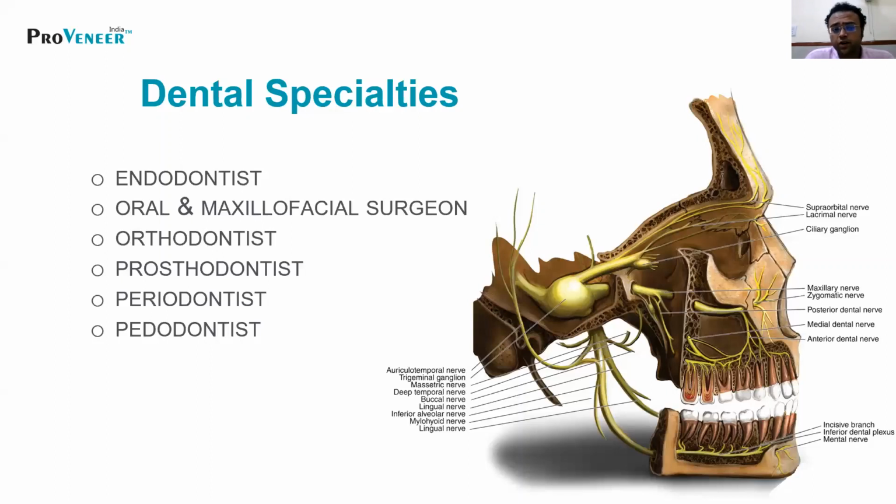Then comes the periodontist. The periodontist takes care of your gums and does gum surgeries, takes care of your gingival recession, etc., along with implant management also. Then the pedodontist is the dental specialty dealing with pediatric children. So they do all kinds of dental treatment related to pediatrics, which include pulpectomy, pulpotomy, fluoride application, etc.